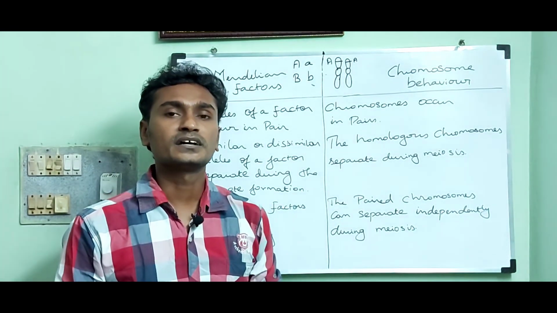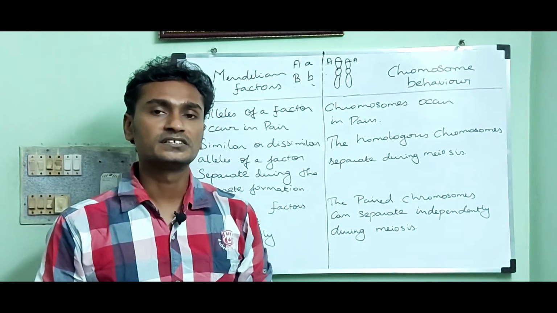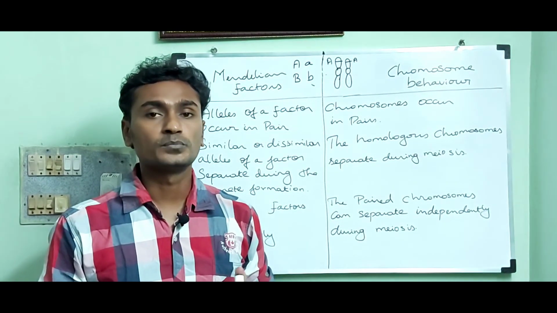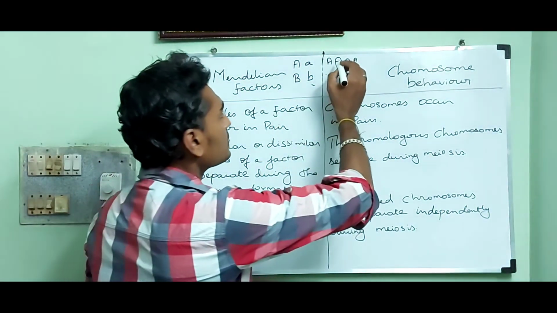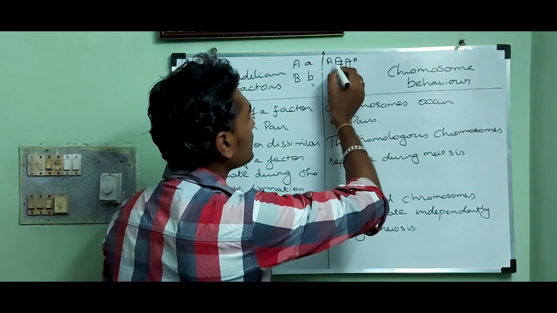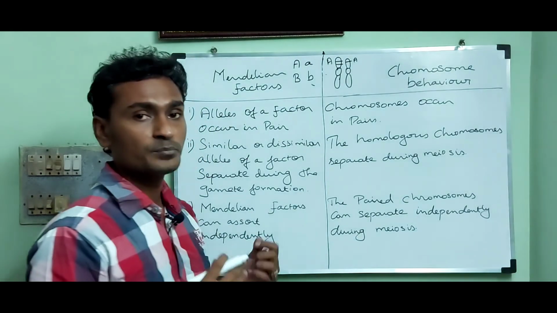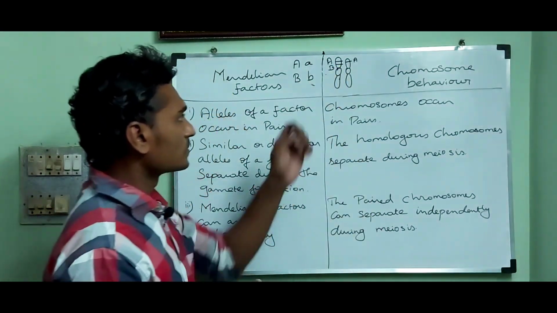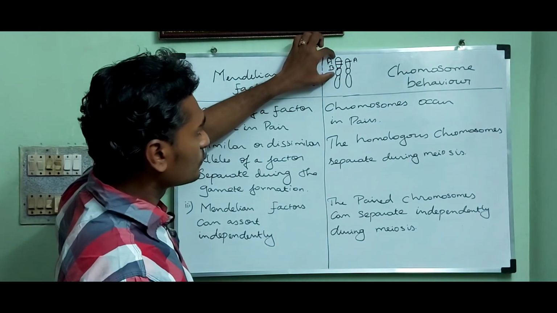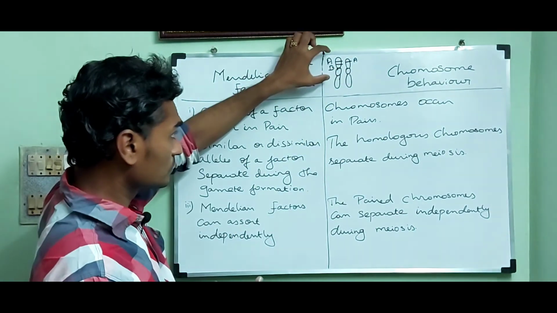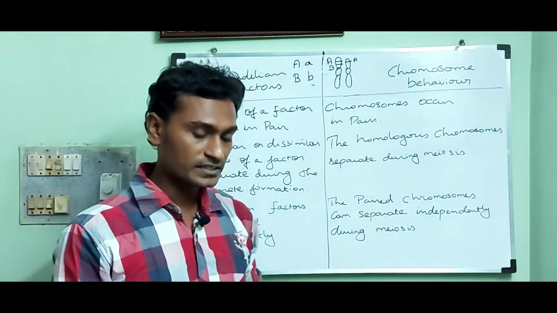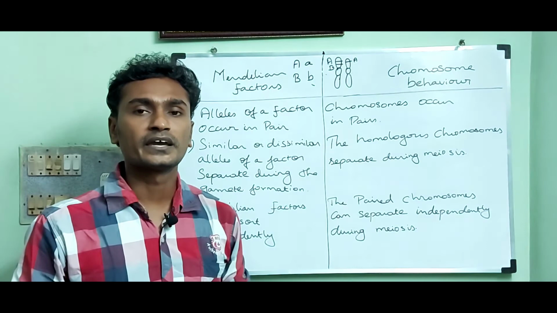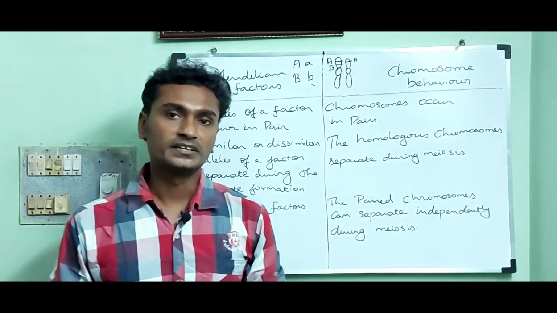But in conditions like linked genes in the same chromosome, independent assortment is not possible because capital A and capital B are closely arranged, so those genes are said to be linked genes. These two genes are said to be linked genes. In that condition, that chromosome cannot assort independently.